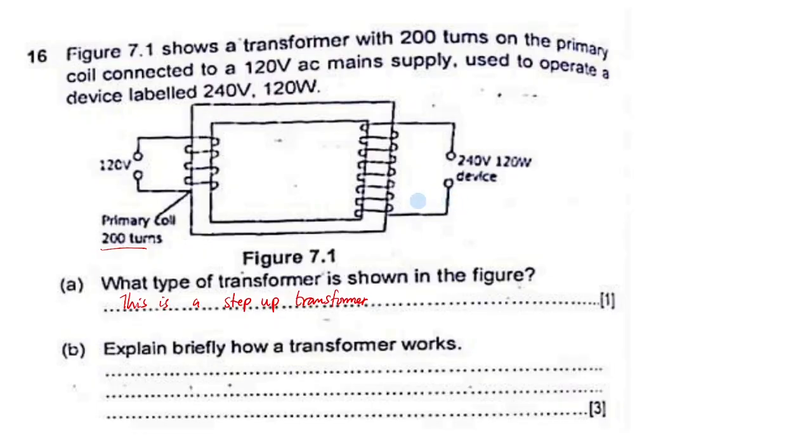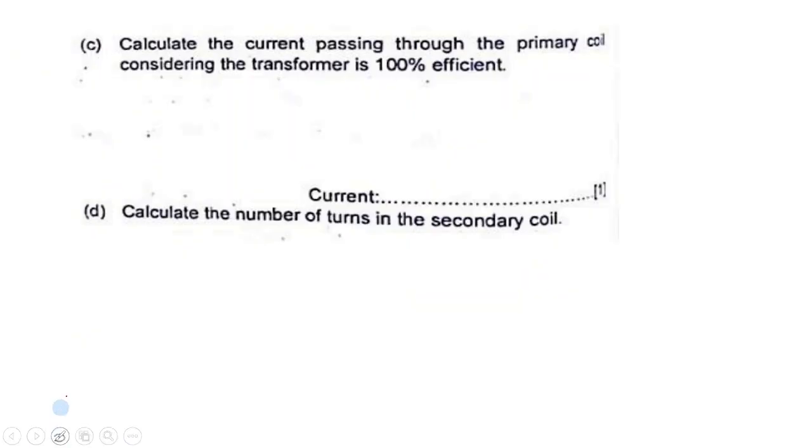Okay, let me repeat. Alternating current in the primary coil induces a changing magnetic field in the iron core. This is the iron core. Then a changing magnetic field in the iron core induces alternating current in the secondary coil. That's the explanation here. We move.